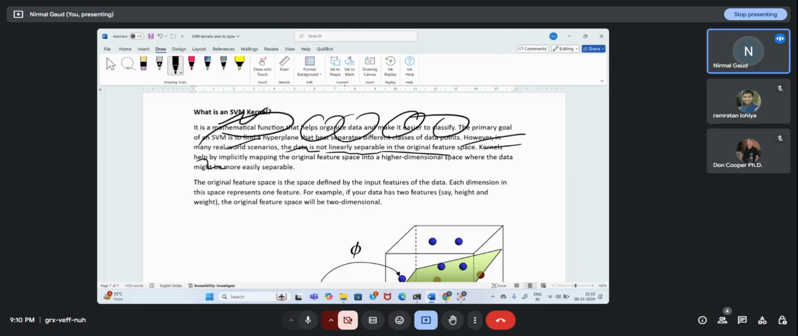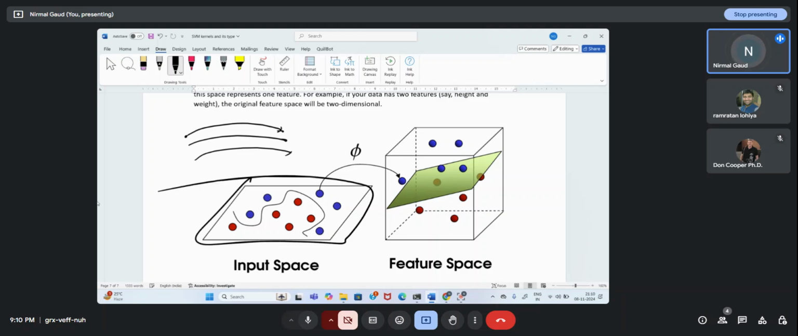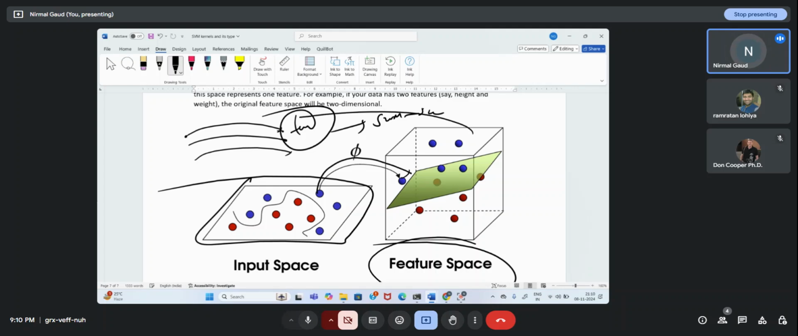Kernels here may be implicitly mapping. We are mapping: this point is present in 2D, how can it be mapped in 3D? This point is present in 2D, how can it be mapped to 3D? How? What is present in 2D is your input space. How this can be mapped into 3D, that is your feature space. That is why SVM is a heavy algorithm. It takes time to solve. Of all the machine learning algorithms, SVM is complex. Why? Because it needs to do this task.